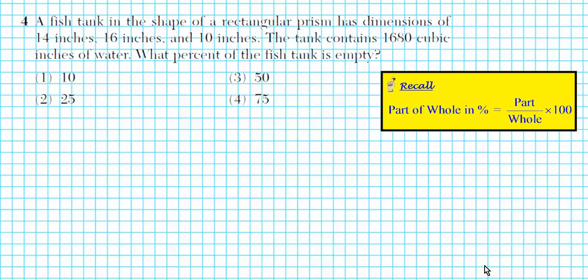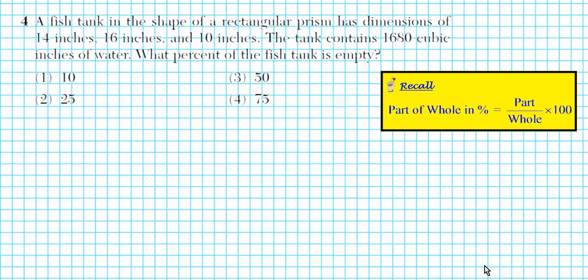All right, let's take a look at question 4. It says a fish tank is in the shape of a rectangular prism. A fish tank in the shape of a rectangular prism has dimensions 14 inches, 16 inches, and 10 inches. The tank contains 1,680 cubic inches of water. What percent of the fish tank is empty?